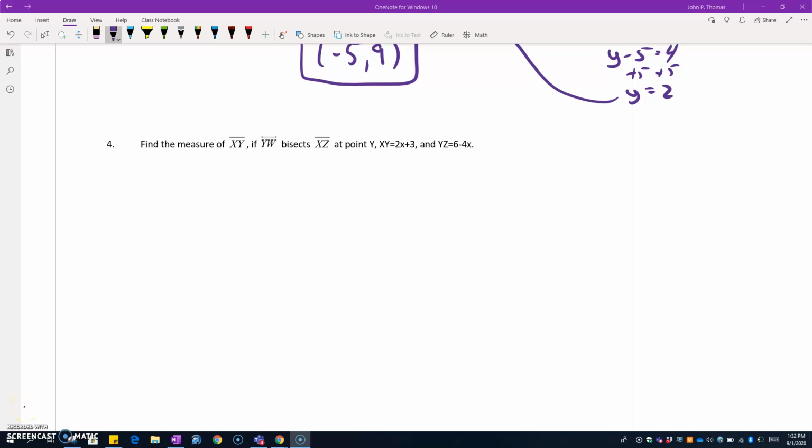Take a look at the last problem. So this says find the measure of XY if YW bisects XZ. So I'm going to go ahead and draw a picture.